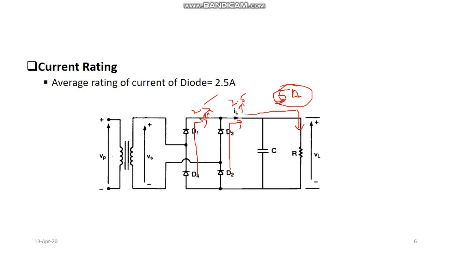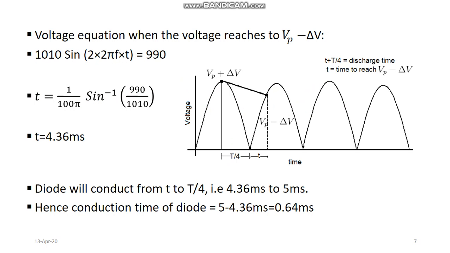So the average current rating of the diode will be 2.5 ampere. So now consider this diagram in which voltage versus time has been plotted. This is the voltage profile that will be directly obtained in case of a full wave rectifier and no filtering is being used in our case. So when no filtering is being done, the output voltage waveform will be like this.